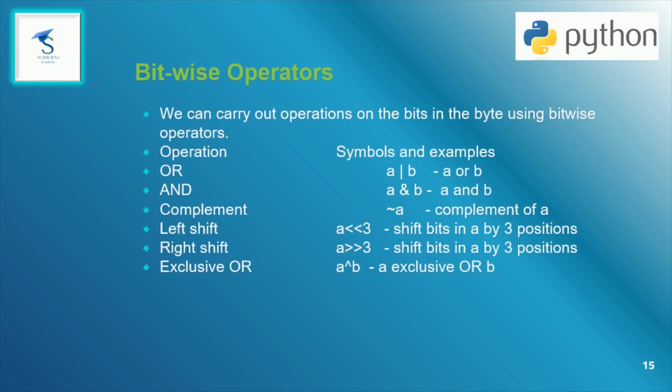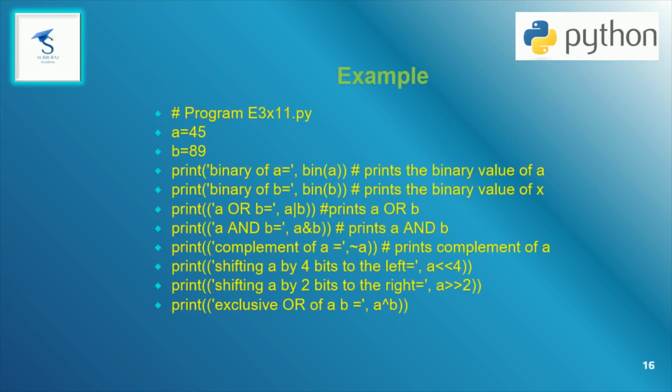A byte consists of 8 bits. A bit is a binary digit, 1 or 0. We can carry out operations on the bits in the byte using bitwise operators. Some of the bitwise operators and their names are given in the slide. There are 6 operators: AND, OR, complement, and exclusive OR, which gives an output of 1 only when one of the 2 inputs is 1. We can also shift bits to the left as well as right by a specified number of bits. Look at the program.